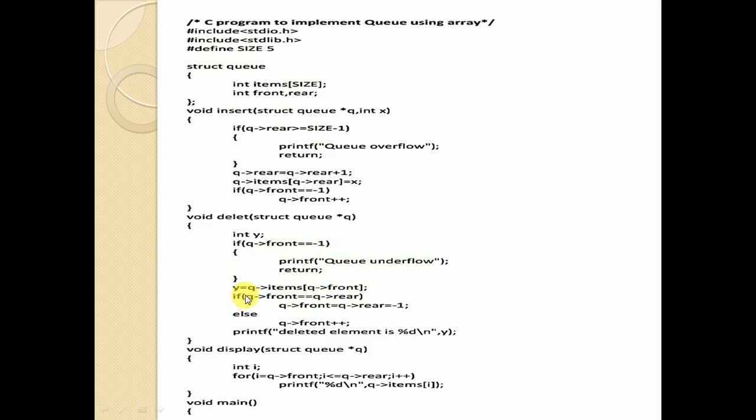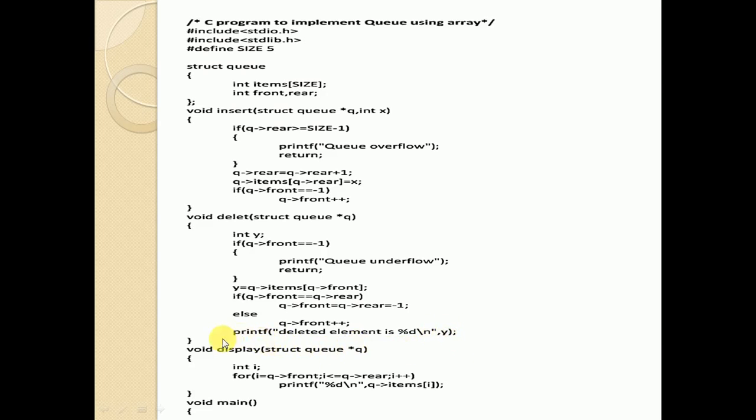Then y is equal to the item q of front is pointing to, the element you want to delete. Then if q of front equals q of rear, meaning both front and rear are pointing to the same place, then front equals rear equals minus 1, meaning no element is left to delete. Else you have to increment the front. When you increment the front, the item is deleted from the queue. You need to print that.